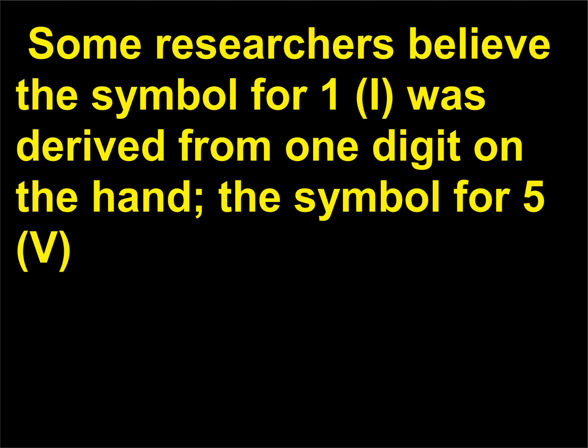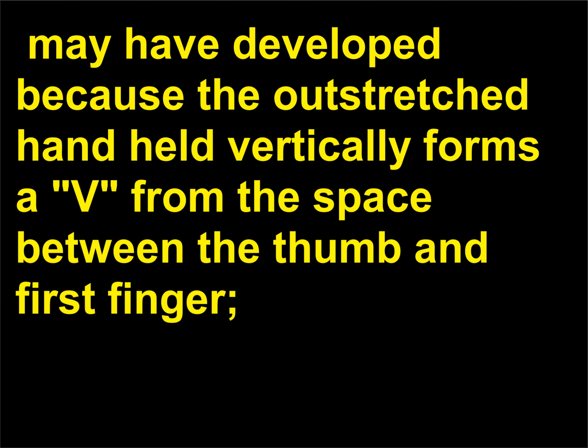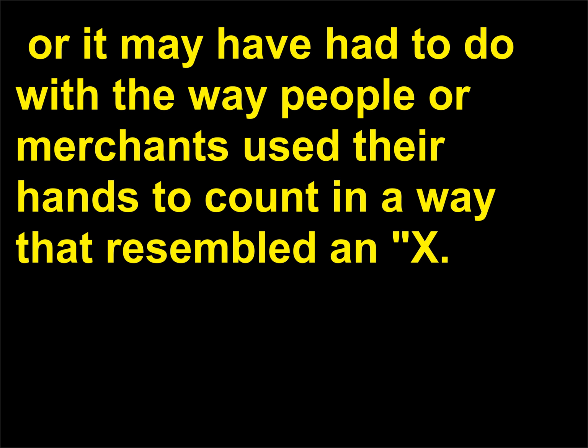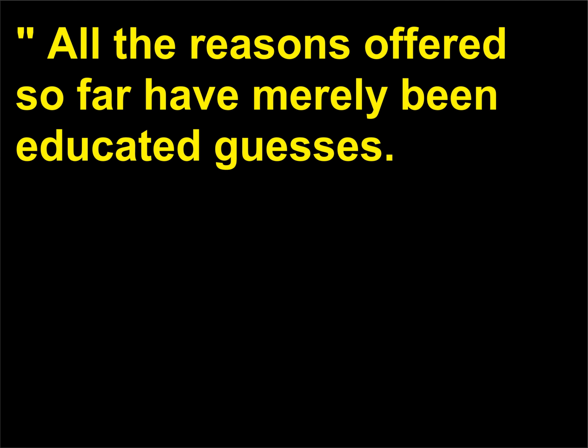Some researchers believe the symbol for 1, I, was derived from one digit on the hand, the symbol for 5, V, may have developed because the outstretched hand held vertically forms a V from the space between the thumb and first finger. The symbol for 10, X, may have been 2 V's joined at the points. Or it may have had to do with the way people or merchants used their hands to count in a way that resembled an X. All the reasons offered so far have merely been educated guesses.